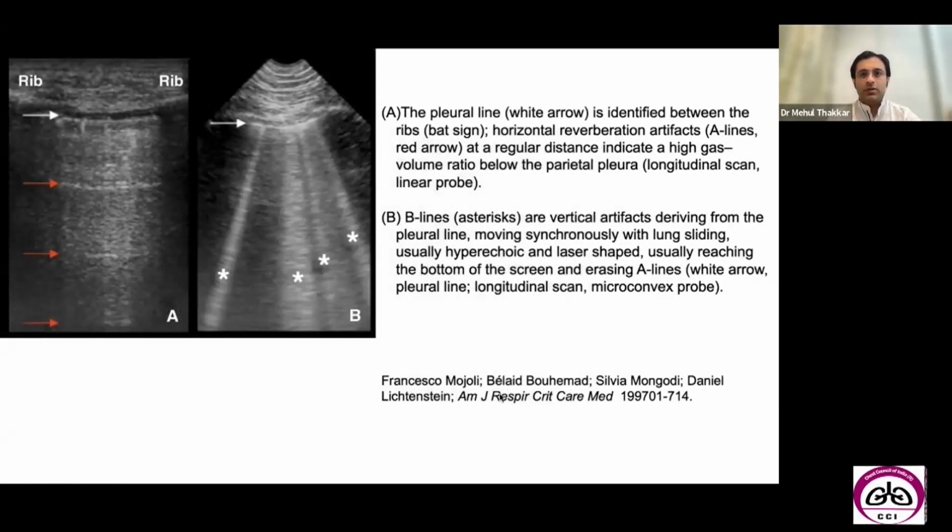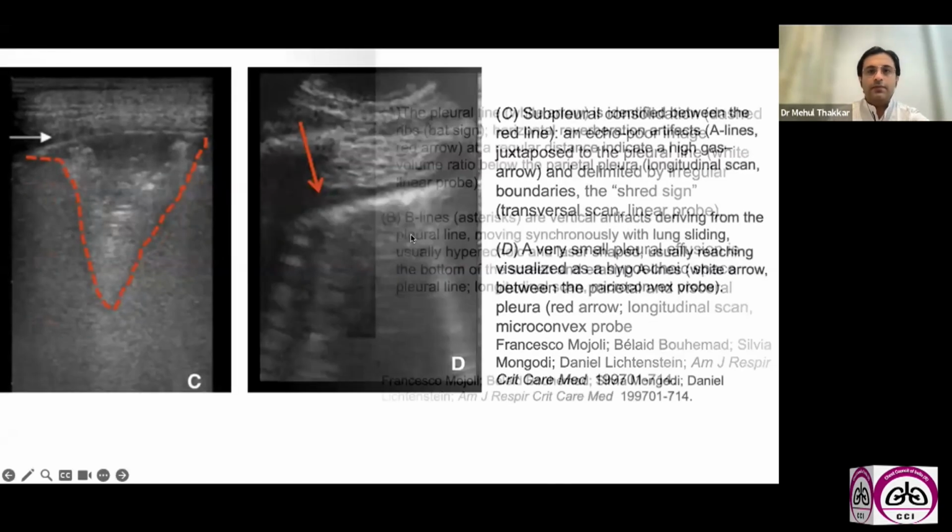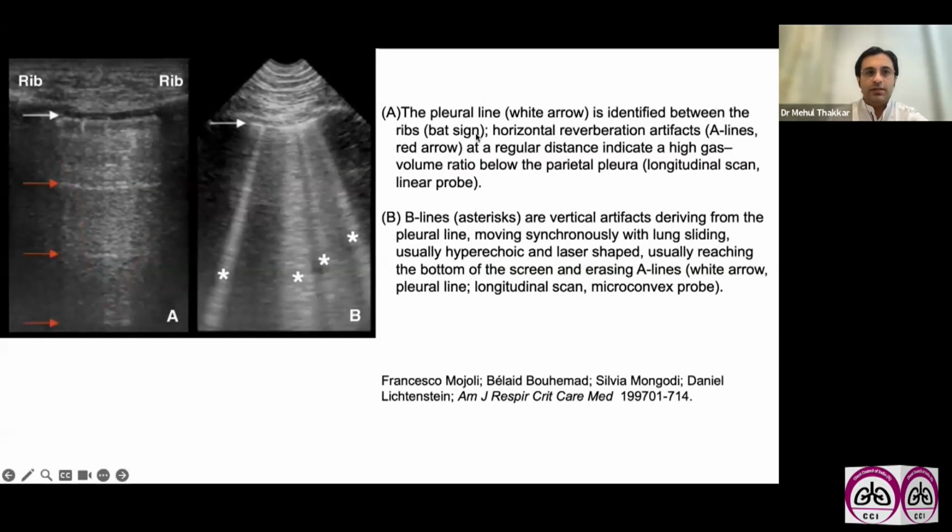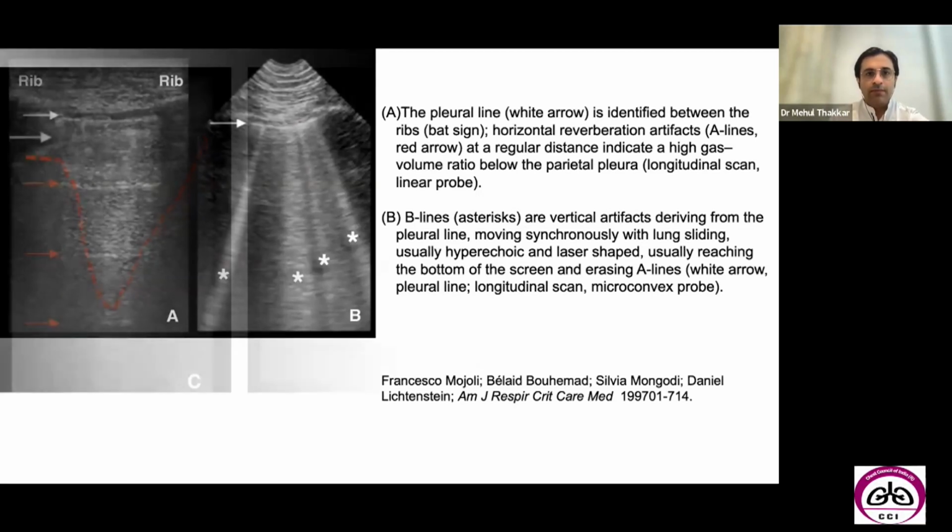So to summarize, going back, you can see a pleural line, that is the white arrow which is marked here. This is the bat sign that I spoke about. Then you have the B lines. If you see more than 2, then that means there is a pathology. Around 2 is considered to be normal.